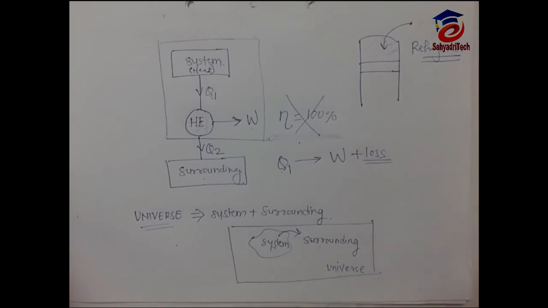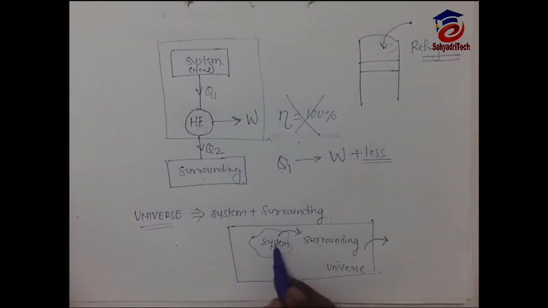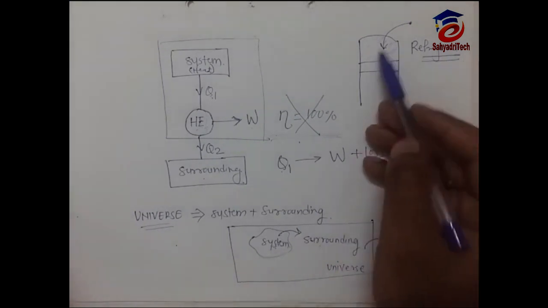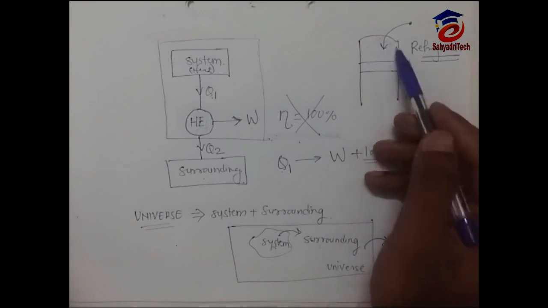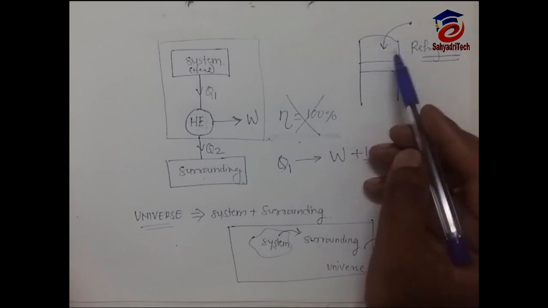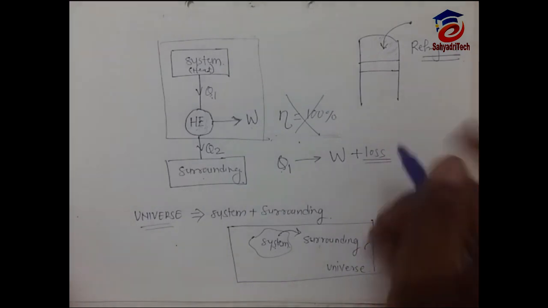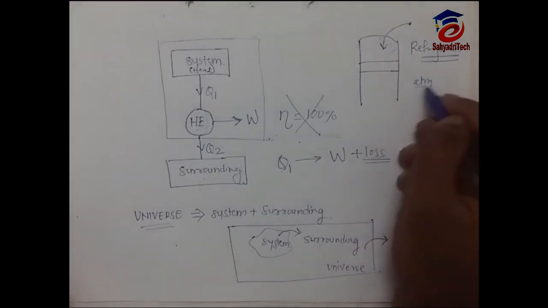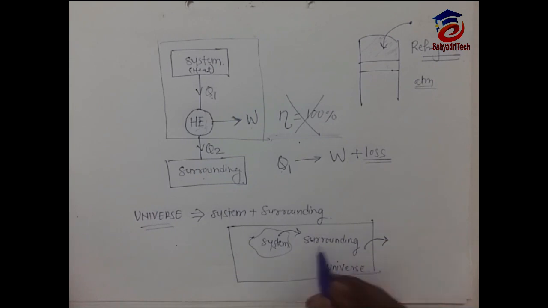Now if you say I will transfer heat beyond this universe, that is impossible. We cannot transfer heat from this universe to anything, because there doesn't exist anything beyond this universe. We can transfer heat from system to surrounding and surrounding to system. What are examples of system? In this piston cylinder we are using gas. Suppose we are using combustible gases, suppose we are using air. So this is nothing but the system. What is surrounding? Generally we use the atmosphere as our surrounding. Anything outside the system is surrounding.